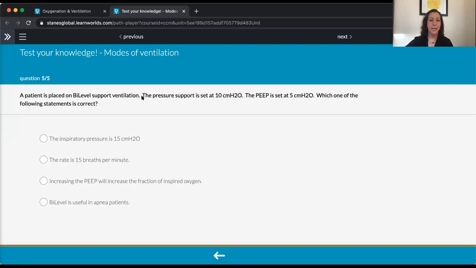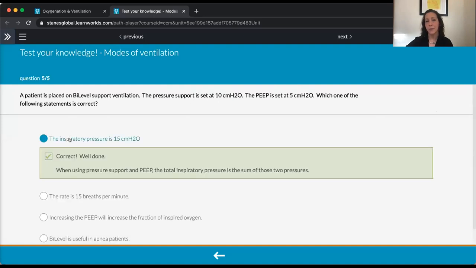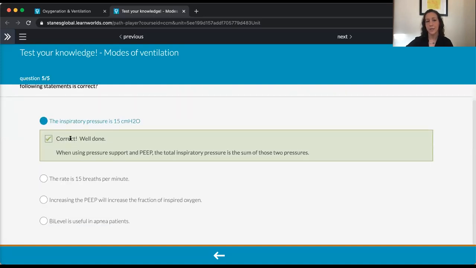So again, inspiratory pressure. During inspiration, remember PEEP is always there at 5, but if you add pressure support, that occurs also during inspiration. So during expiration, the pressure should be 5. During inspiration, you would add the 5 plus the 10. So inspiratory pressure is 15. So that's the correct answer.